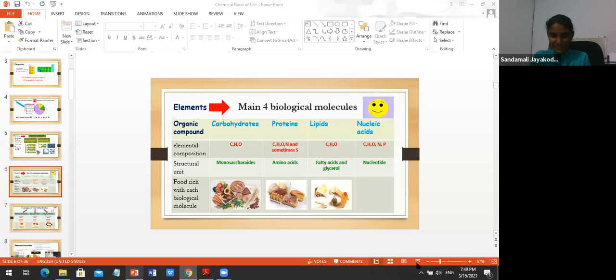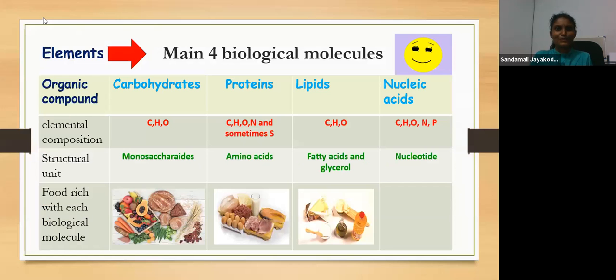So we are coming to our lesson now again. What are the main biological molecules mentioned here? Can you tell me? Carbohydrates, proteins, lipids, nucleic acids. So these are the main biological molecules: carbohydrates, proteins, lipids, and nucleic acids.